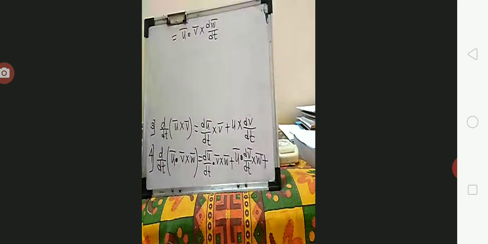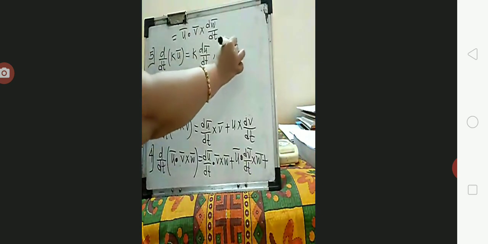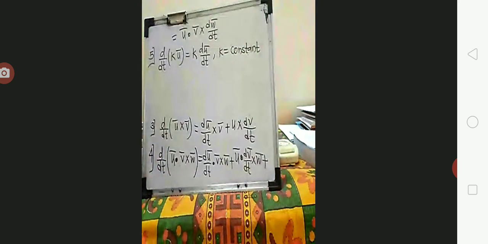Now we'll go ahead and take the next result. The fifth one, I think everyone is taking down also. If I have a constant, so d/dt of some constant times u bar, you can take out that constant outside and take the derivative of this term. What is k? K is some constant. So if you have k times u bar, you can take out that k outside and then write this as du bar by dt. Take the derivative of that particular vector.